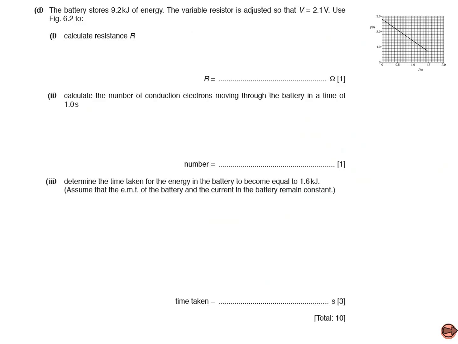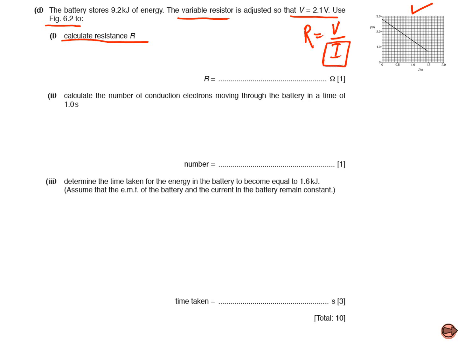For part D, the first thing we need to understand is the potential difference across the variable resistor is given to us, that is equal to 2.1 volts. And the question is asking us to use figure 6.2, means use this figure, and calculate resistance R. The resistance R is equal to V over I, means if we have the potential difference across the resistor and the value of current, we can simply find resistance.